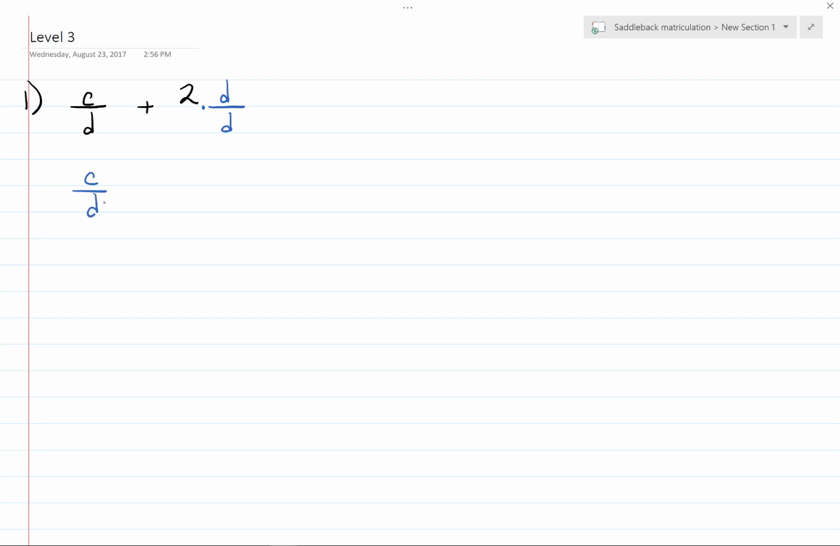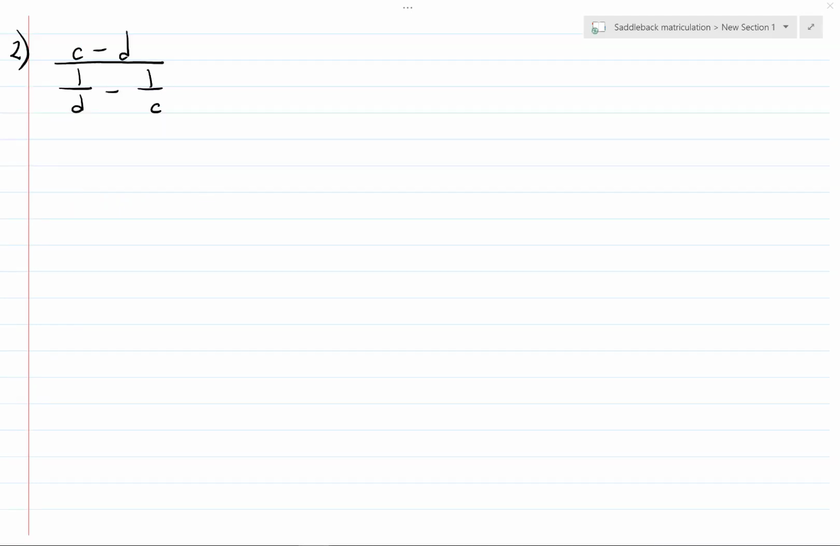And so now I'll have c over d plus 2d over d. And now that the denominators are the same, I'm free to add the numerators, c plus 2d all over d. And that is there, and we see our answer as A. Check.